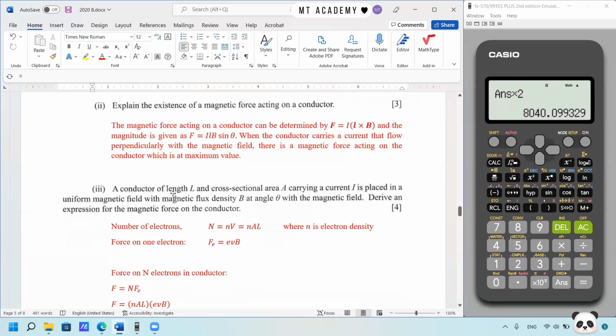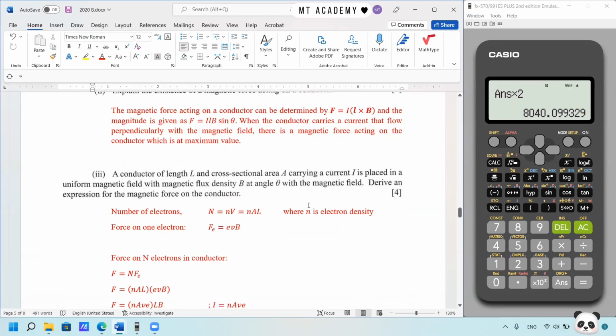A conductor of length L and area A carrying a current I is placed in a uniform magnetic field with magnetic flux density B at angle theta with the magnetic field. Derive an expression for the magnetic force on the conductor. So the derivations can be found in the textbook. So let us do the revision.